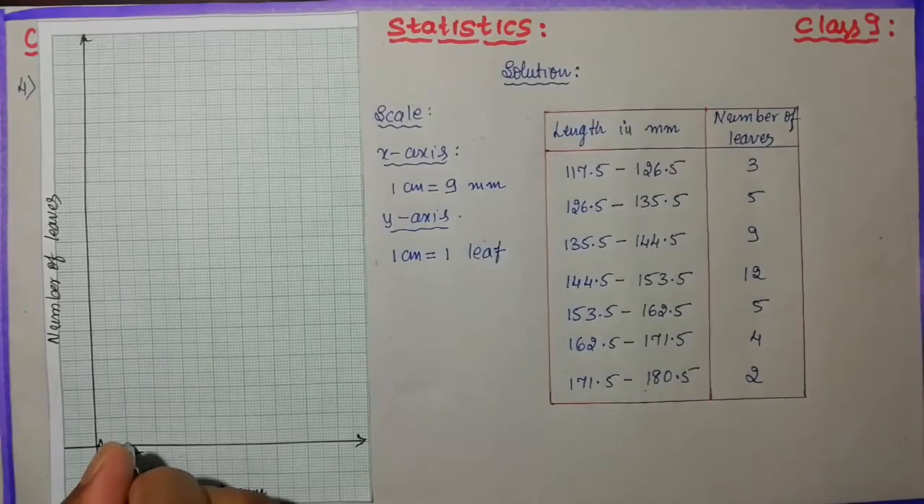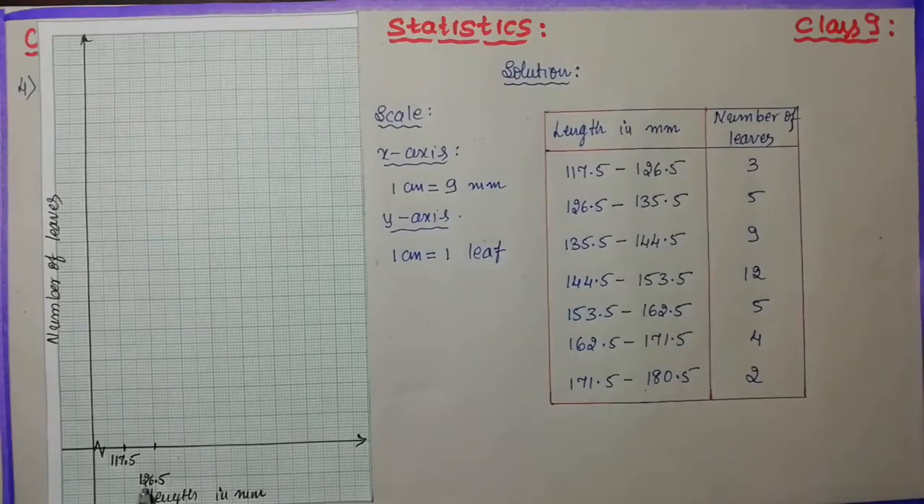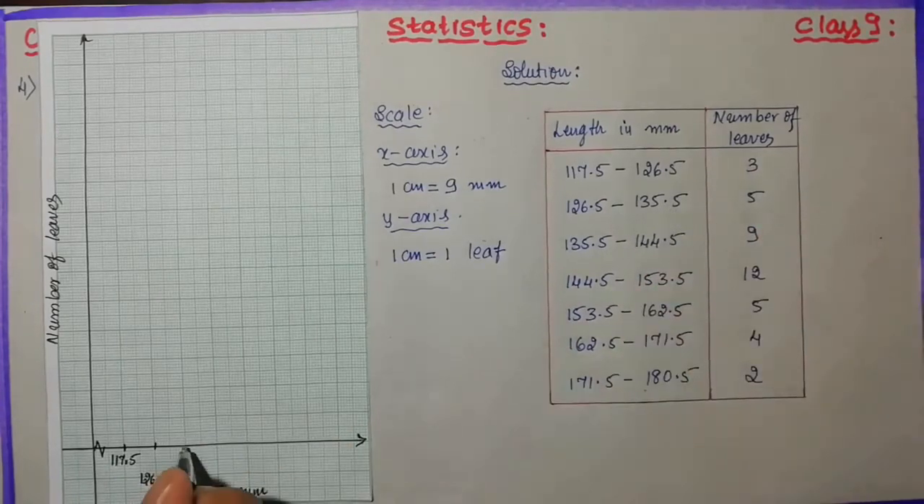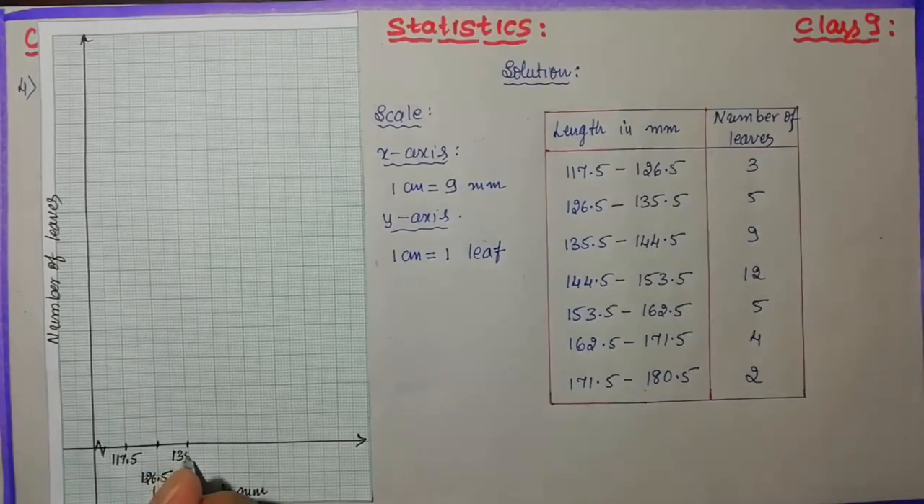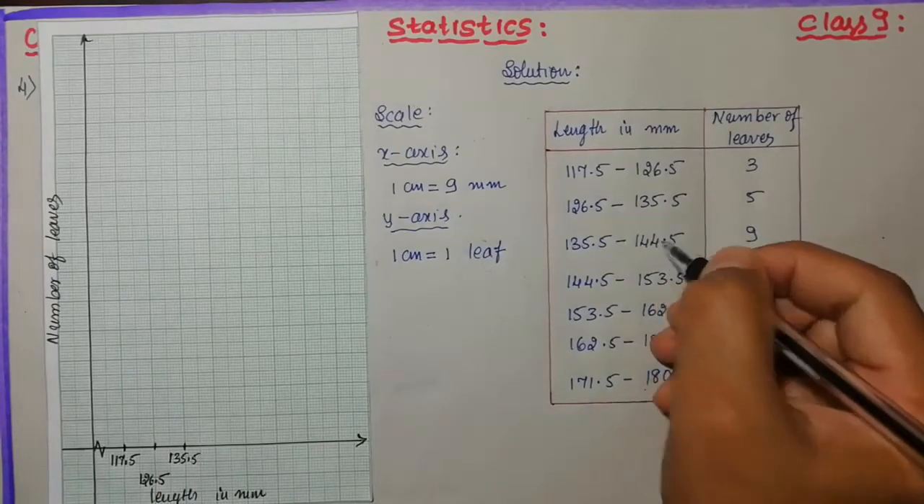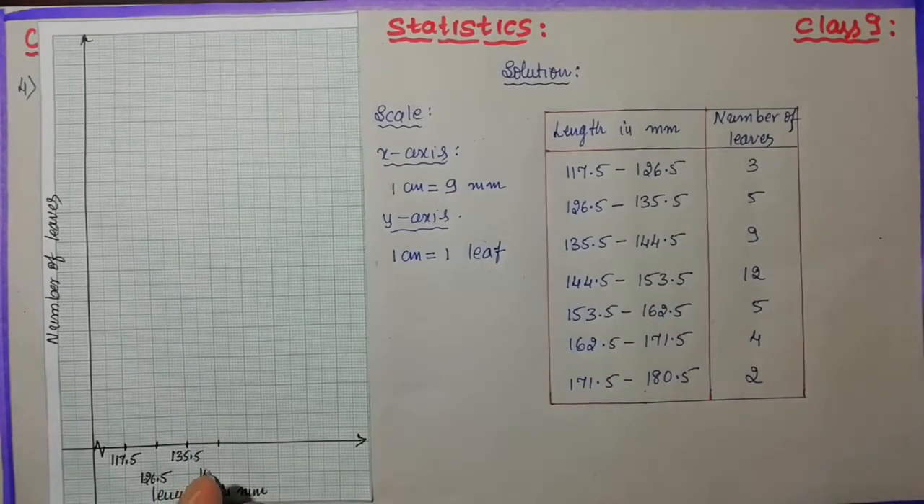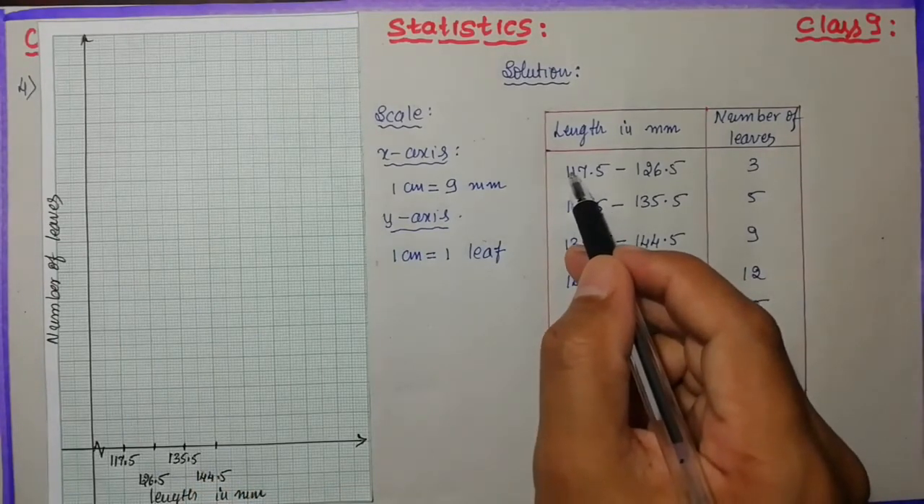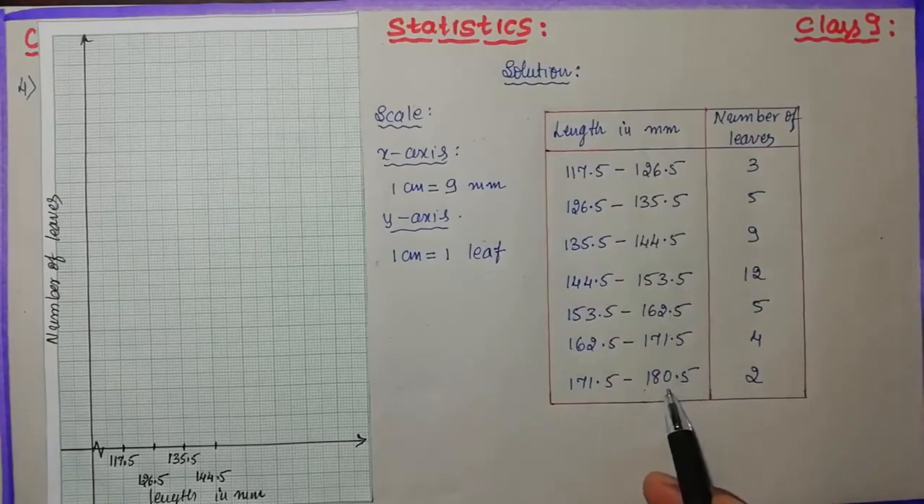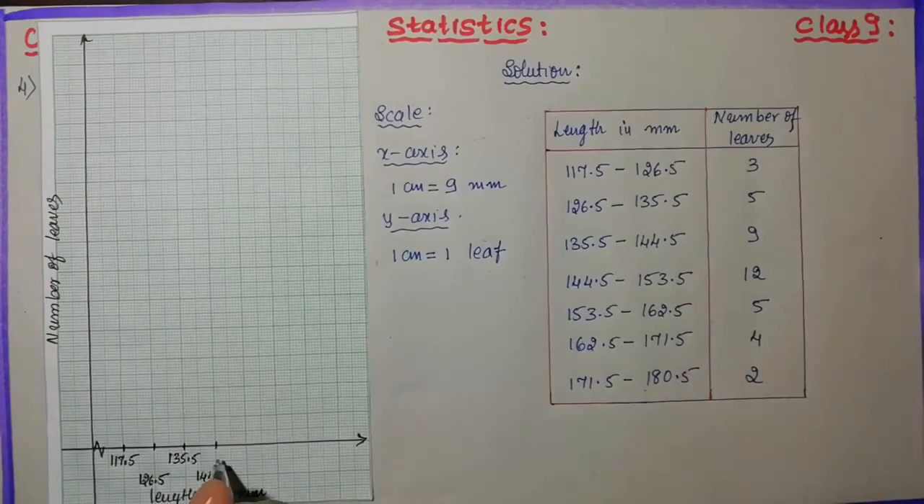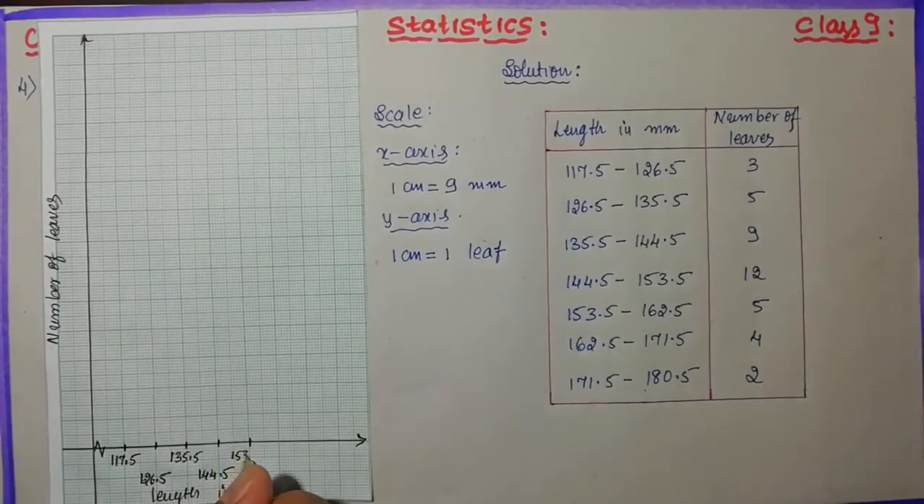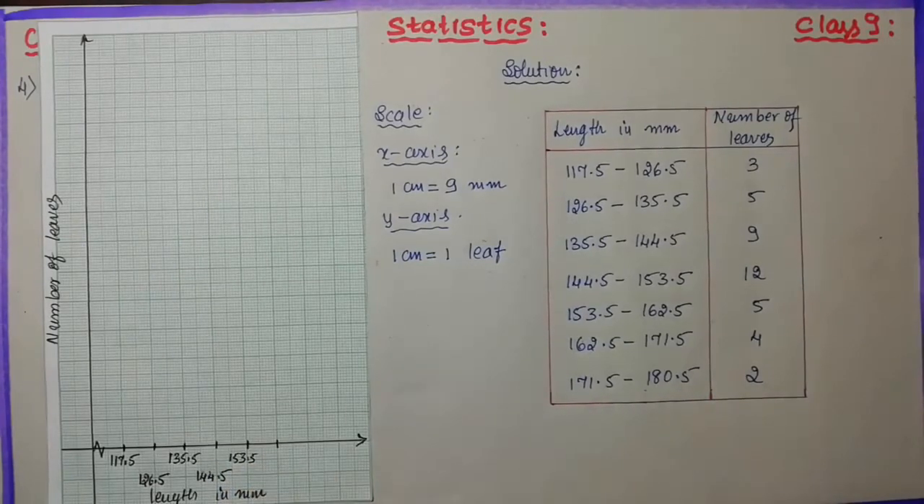Okay, so this is 117.5 and this is 126.5. I have written below because there is less space. Now then 135.5. Okay, this is 135.5 and then 144.5. I told you to go in this direction, from here to here and then up to here like this. Next, after 144.5, 153.5. I think it is not clearly visible for you, but you can understand.